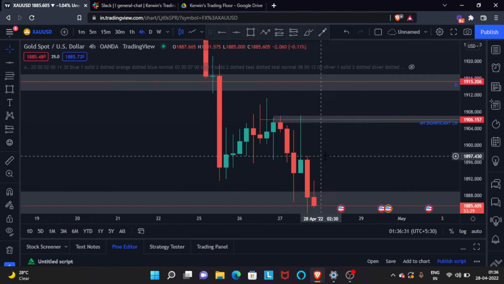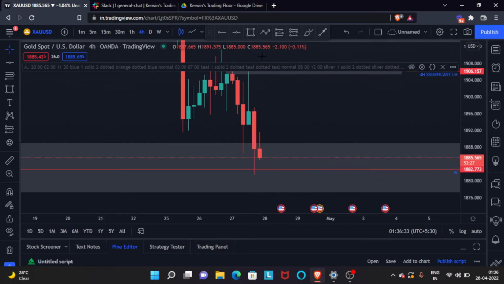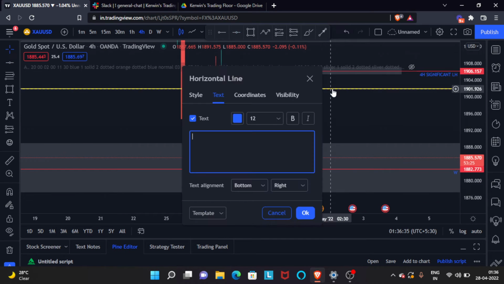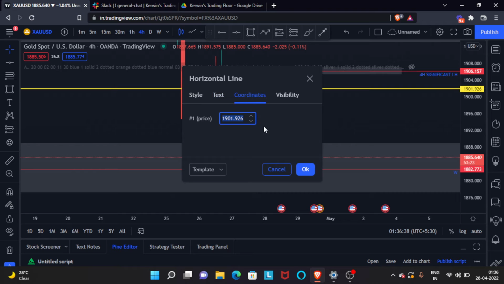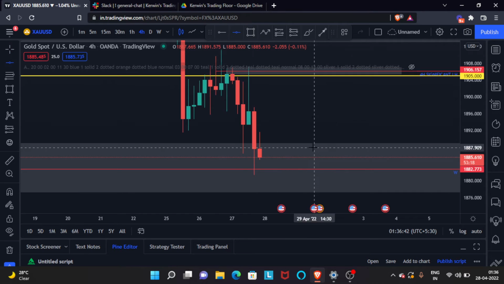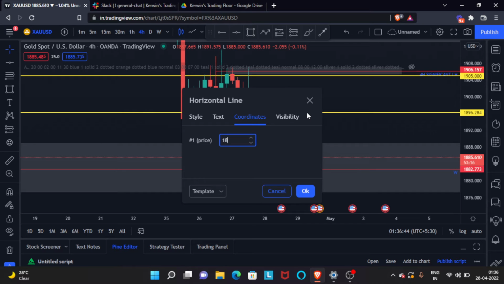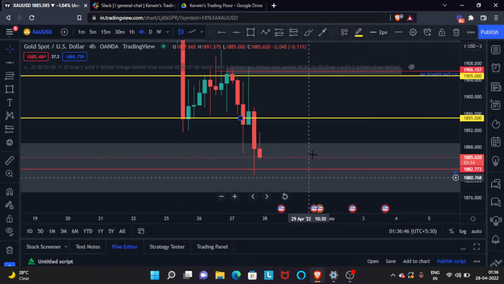So things are properly aligning to each of them, right? Now let's just mark our key levels. That's what I love to do. The 1905 is near it, and 1895, then 1900, right?